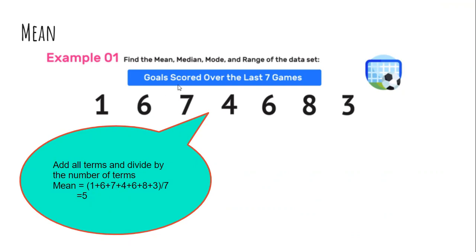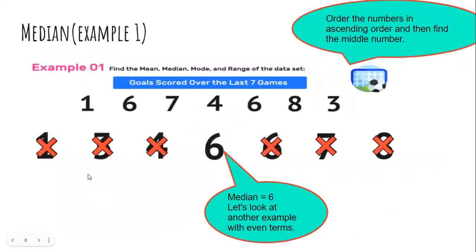In this example, we've got a data set on 7 games that have been played. In order to find the mean, we must remember that we must add all these numbers together and divide by how many numbers they actually are. There's 1, 2, 3, 4, 5, 6, 7, as we know from the fact that there's a record of 7 games. So we add all the numbers together and we divide by 7, which we get 5.